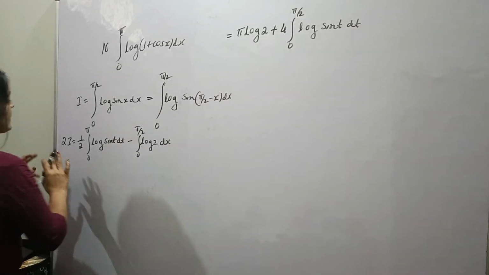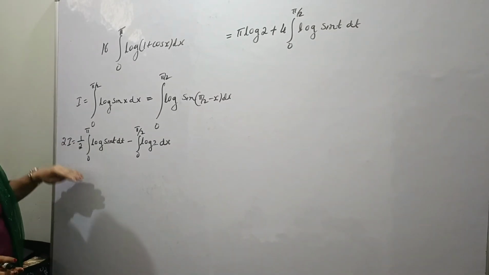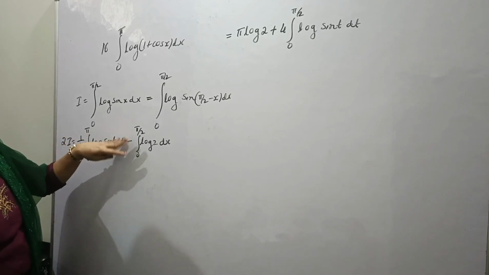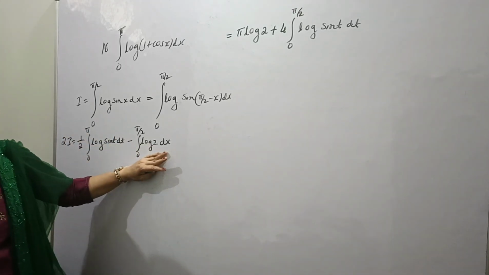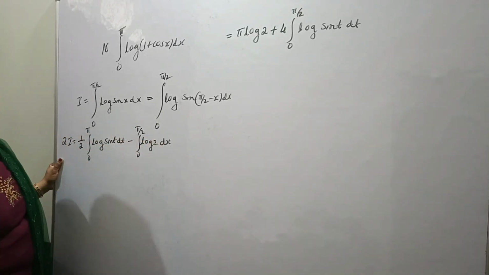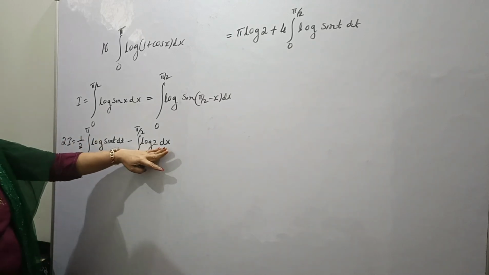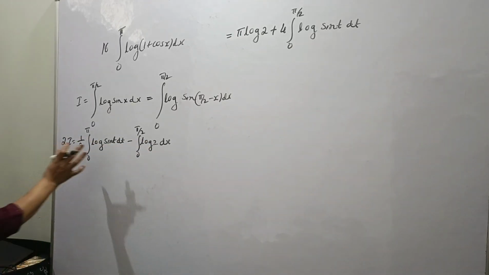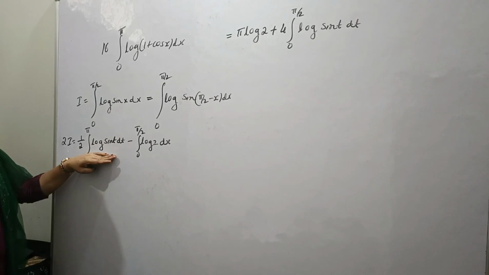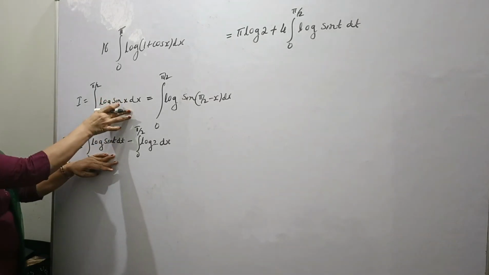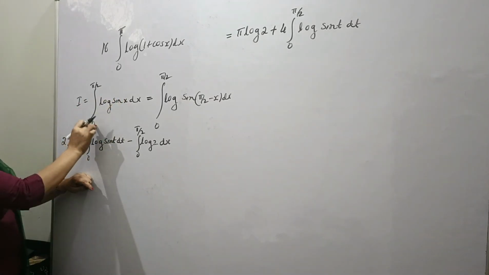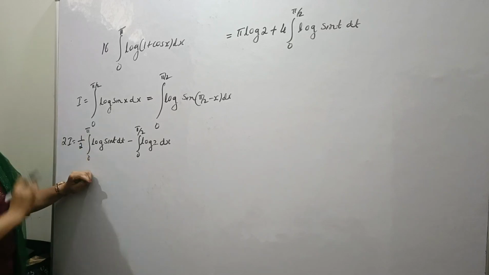Okay, we have got 2I is equal to 1 by 2 into integral 0 to pi log sin t dt minus integral 0 to pi by 2 log 2 dx. Okay, we can integrate it directly, very easily. We will get the value of this one. But here, we have to change this integral to this one, right? Here our limits are 0 to pi by 2, but here 0 to pi.